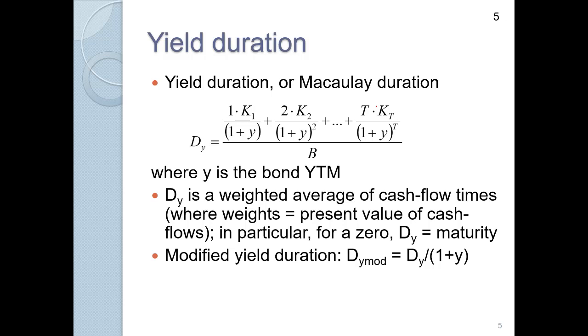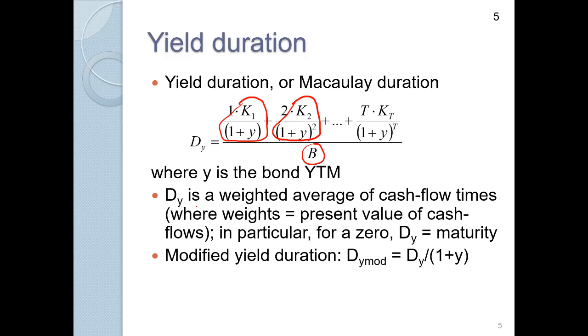Let's start with something that you should already know, which is the yield duration. So the yield duration, also called Macaulay duration, is defined as follows. So these are basically the cash flows that are going to be paid from 1 to t, discounted at present value. So each one, this part here is the first cash flow discounted, second cash flow discounted, and so on. You multiply here by time, and then you divide by the bond price. And then this y is the yield to maturity of the bond.